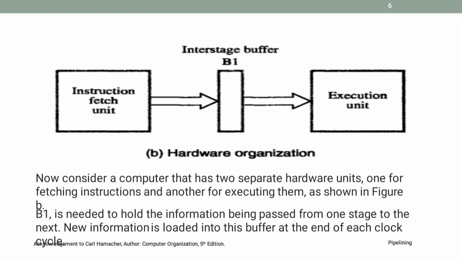Next, we shall consider the hardware where there are two independent units, the instruction fetch unit and the execution unit. In between, we have an interstage buffer B1 for temporary storage. So, the first instruction is fetched. It is stored in B1. From there, it is given to the execution unit, and the execution unit will be executing the first instruction. During that, the instruction fetch unit will be free. It will bring the second instruction and deposit it in the interstage buffer.